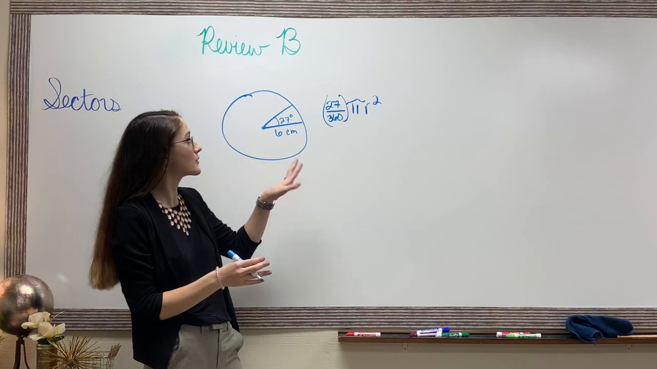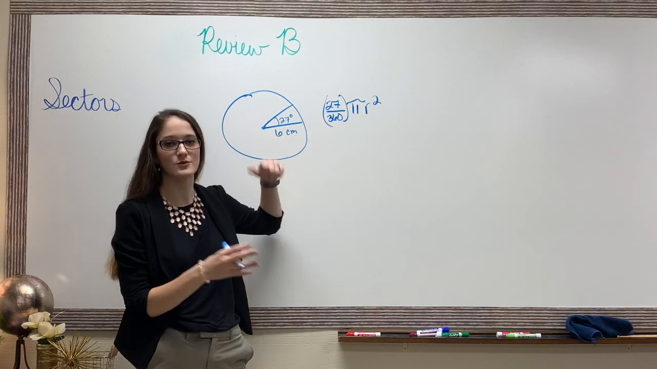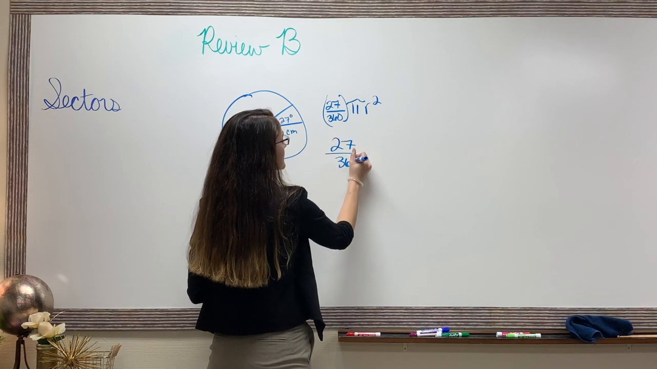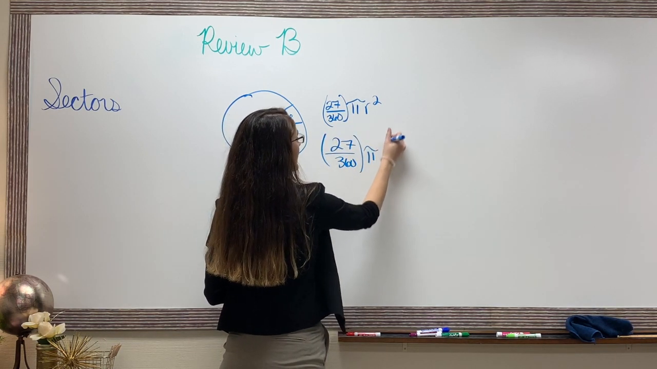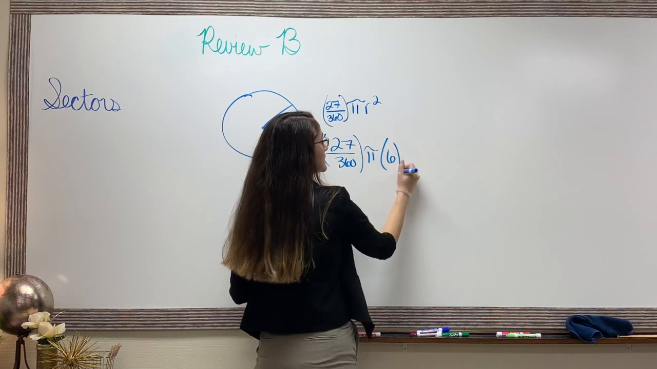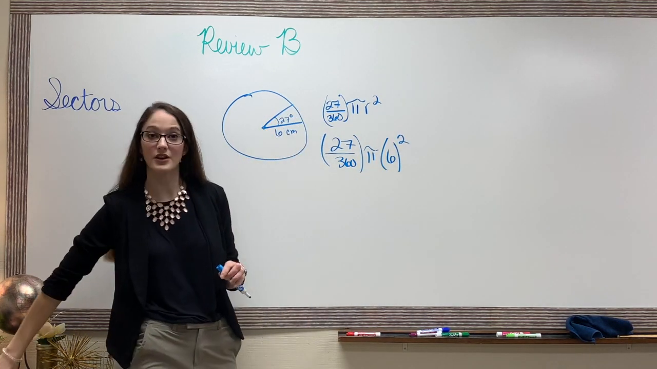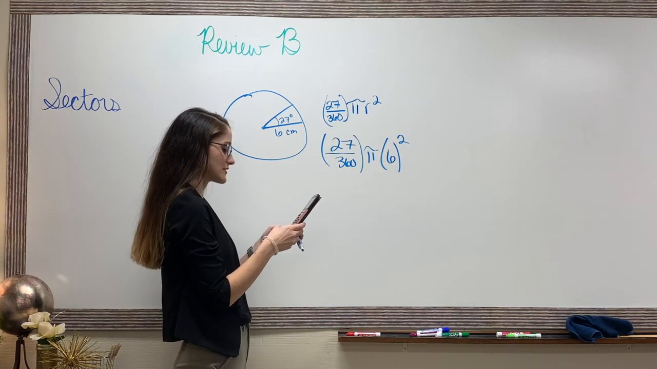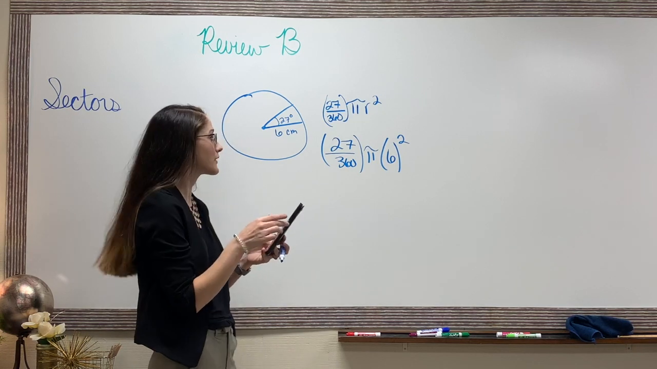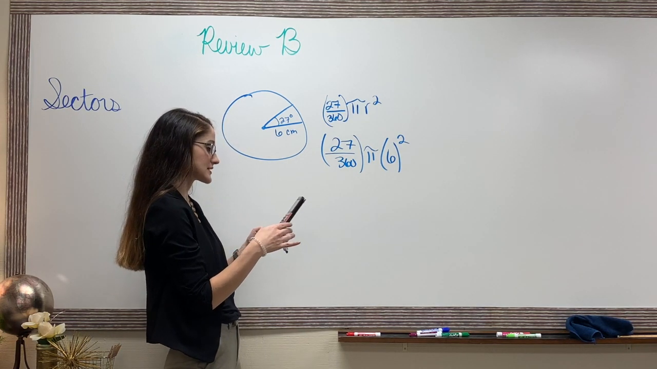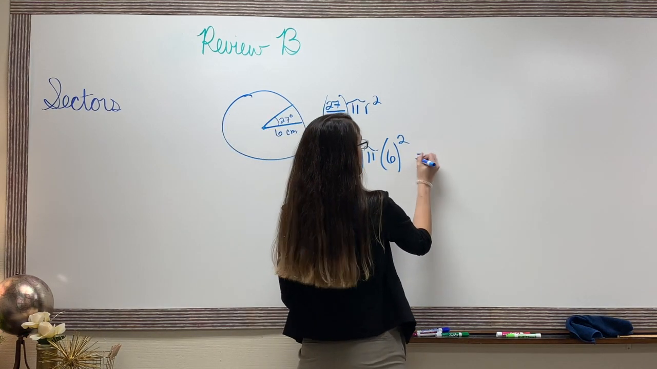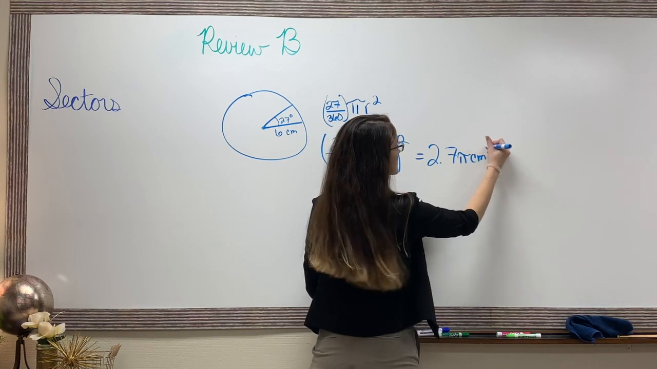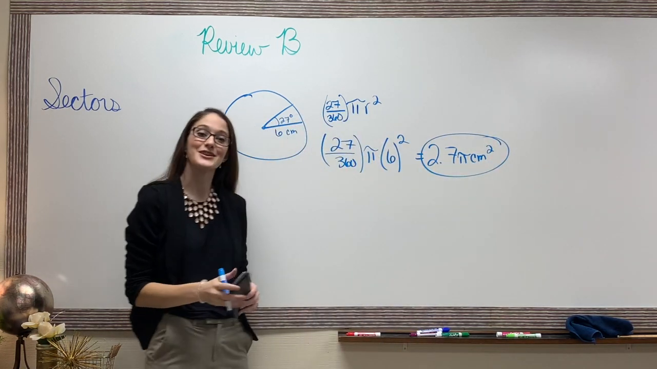And so all we need to know is our radius, and then in this case, we also need to know the degree of the angle. So we already know it's 27 over 360 times pi, replacing r with 6, squared. And then I'm not going to do that math by myself. I'm going to leave pi as pi, but I'm going to do the rest of the math in my calculator. 27 divided by 360 is 0.075, and then times 36. So this is going to be 2.7 pi centimeters squared. And that is how you find the area of the sector.